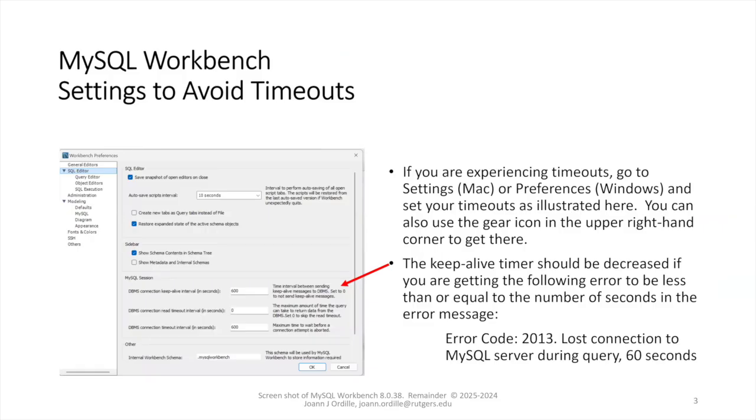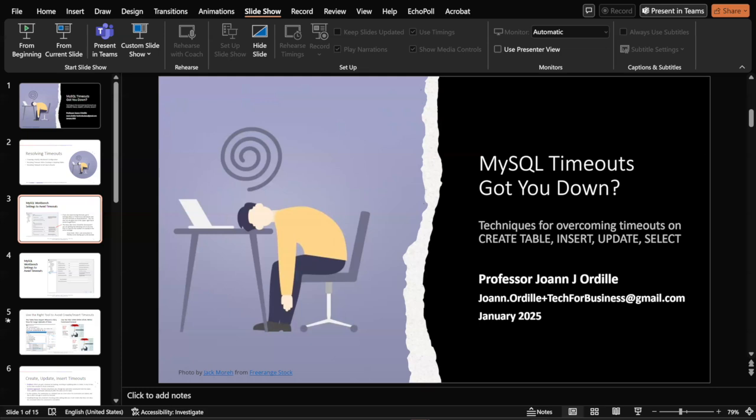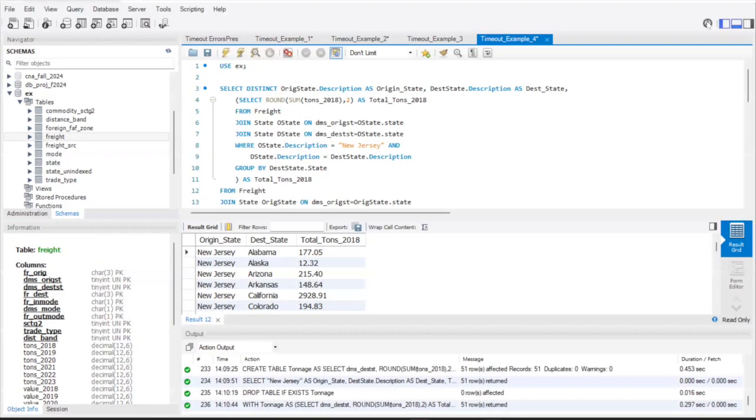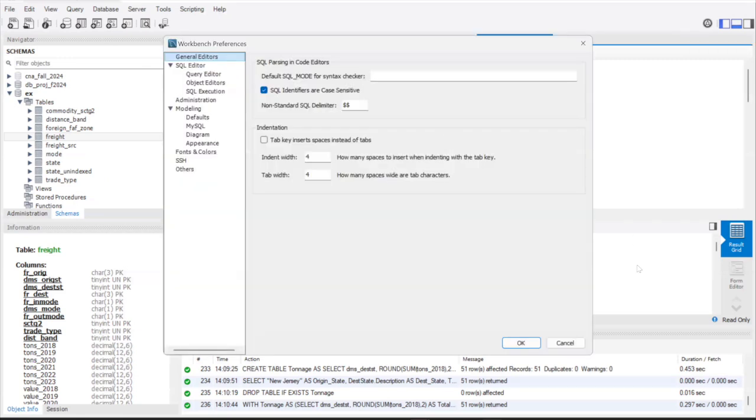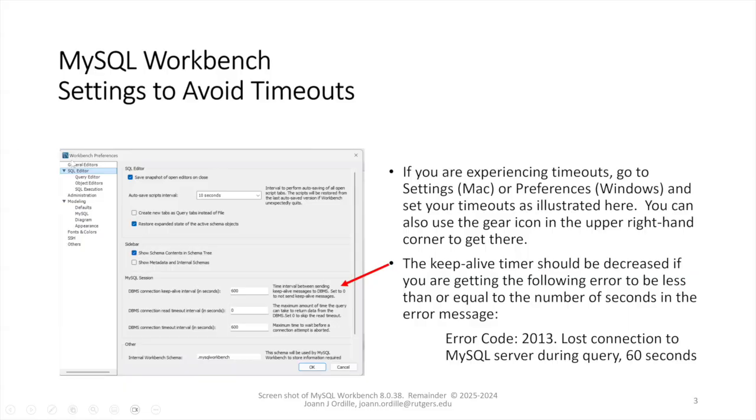Sometimes the easiest way to get around a timeout is to change your MySQL Workbench configuration. In order to do that, you need to go to Settings on Macs or Preferences on Windows, or if you look at MySQL Workbench, there's a gear right up here in the right-hand corner that you can press to bring up the settings. Once you do that, you will go down the menu on the left and choose SQL Editor, and you'll see three things here that affect timeouts.